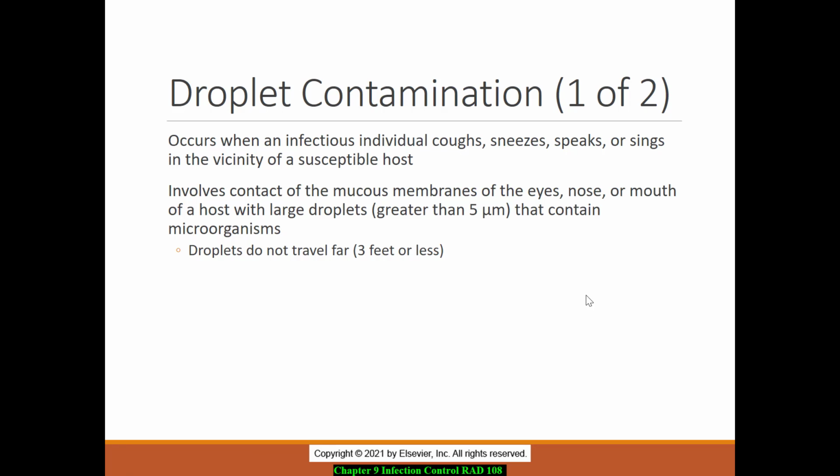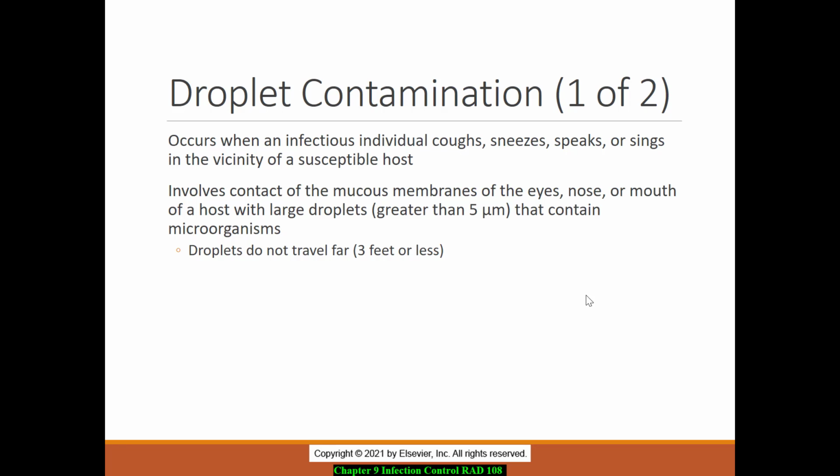So droplet contamination often occurs in infection. Individuals cough, they sneeze, they speak, they may be singing in front of you. So those droplets are airborne. So this is any mucous membrane of the eyes, nose, or mouth from that host with large droplets that are greater than 5 micrometers that contain microorganisms. Those droplets do not travel very far. They're going to travel about 3 feet or less.